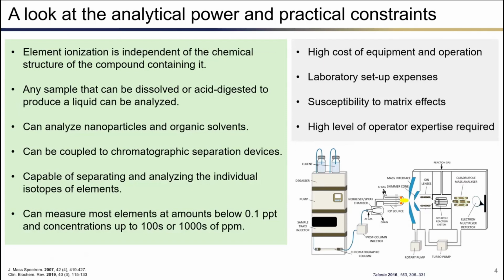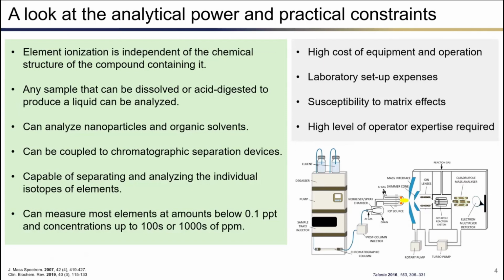And also, any sample that can be dissolved or acid digested to produce a liquid can be analyzed. You can analyze nanoparticles and organic solvents. Nanoparticles can be easily acid digested to be analyzed using this instrument. And also because it has a mass spectrometer, it can be coupled to chromatographic separation devices like HPLC, and it's capable of separating and analyzing the individual isotopes of elements.